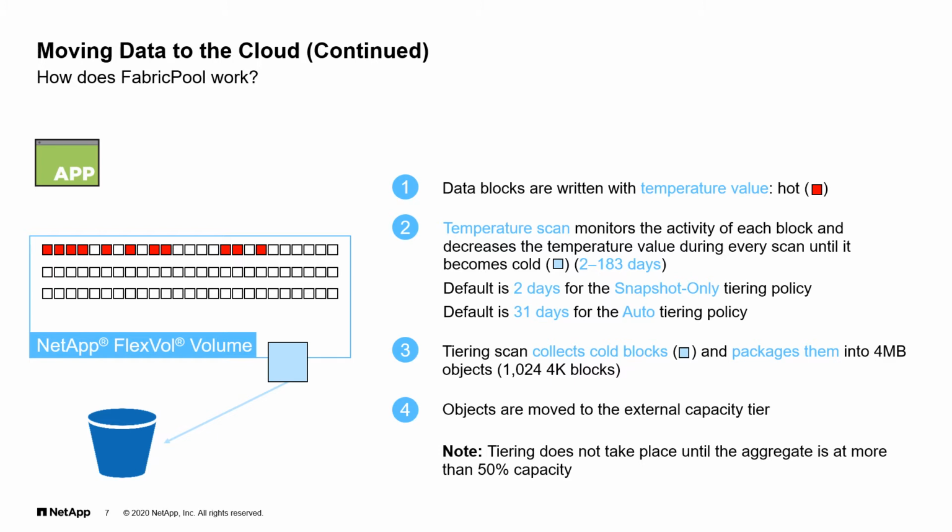Some interesting points to note. The default values are 2 days to mark inactive snapshot blocks as cold and 31 days to identify cold data blocks using the auto policy. Also, tiering only occurs once the aggregate is at more than 50% capacity used.